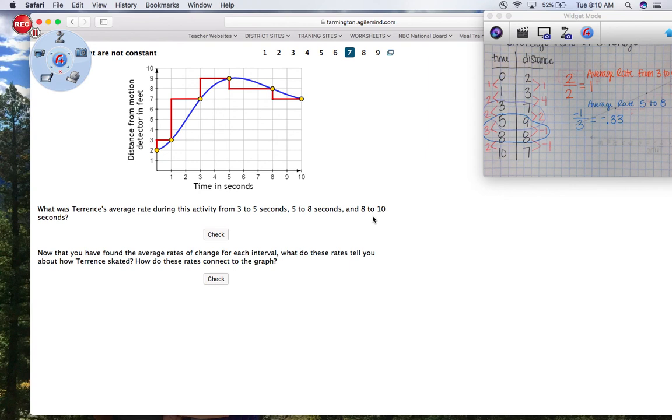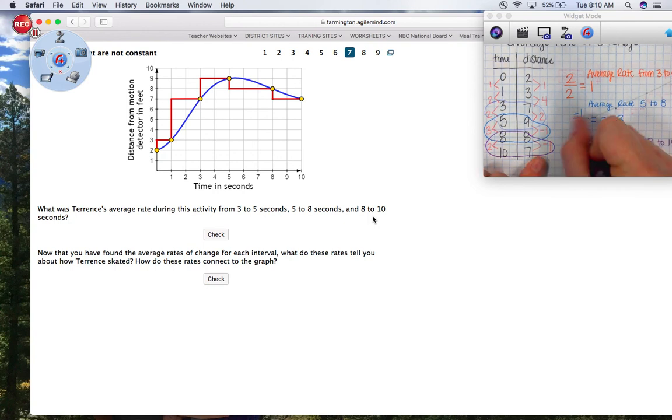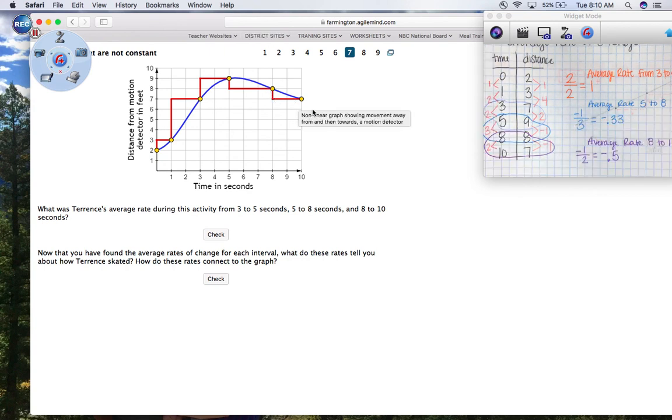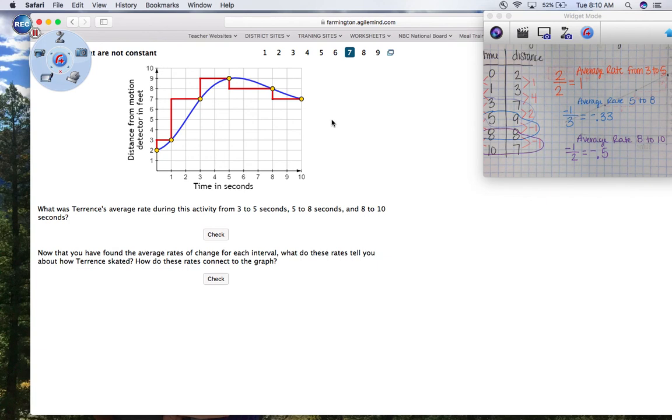So from 8 to 10, so then I'm looking at this part. Average rate from 8 to 10. So I would do negative 1 divided by 2, which is just negative 0.5. You can see it on the graph, goes down 1 over 2. Now, in my opinion, I think it's easier to look at the graph, but it is completely up to you.